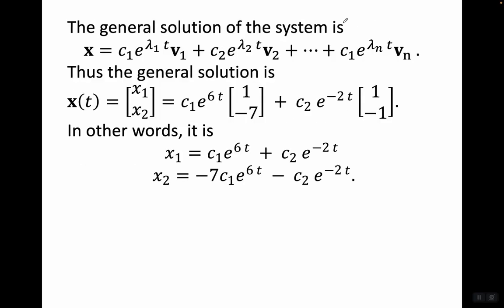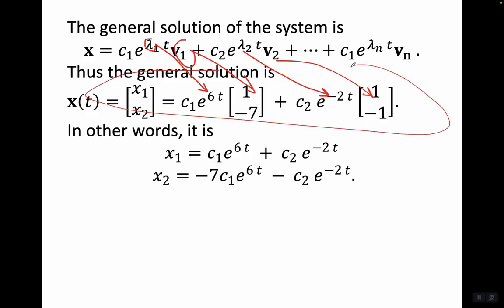So again, here's the general solution of the system. Thus, the general solution for the system we were given is going to look like this. Lambda 1, the first eigenvalue, is 6, so we plug in 6 there. The first eigenvector is (1, negative 7). The second eigenvalue is negative 2. The second eigenvector corresponding to that is (1, negative 1). So this is going to be our general solution.